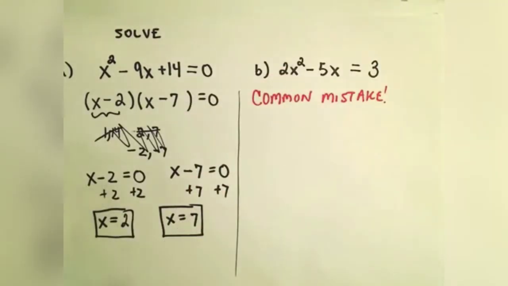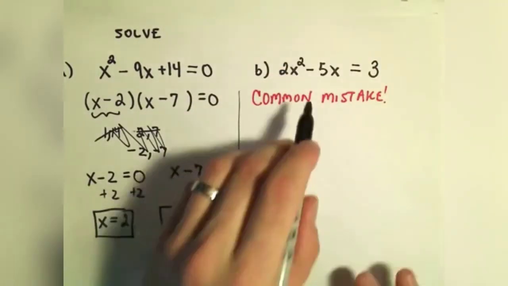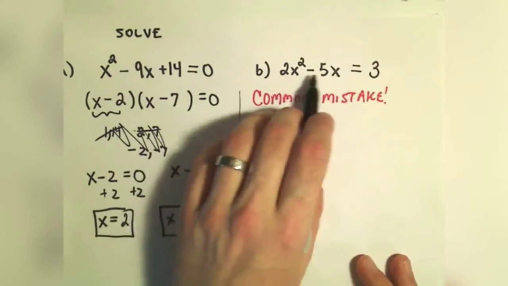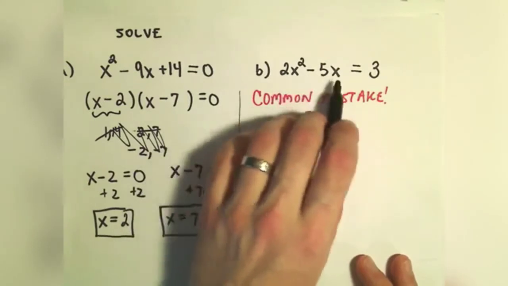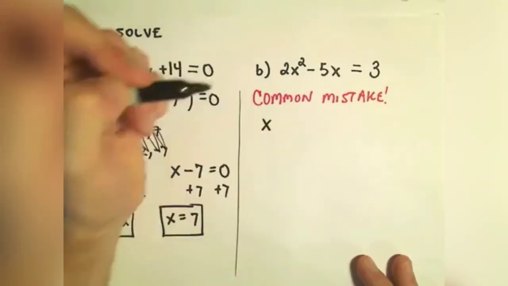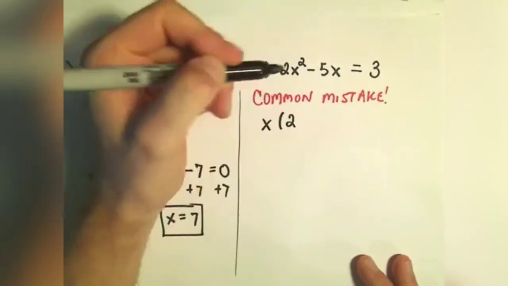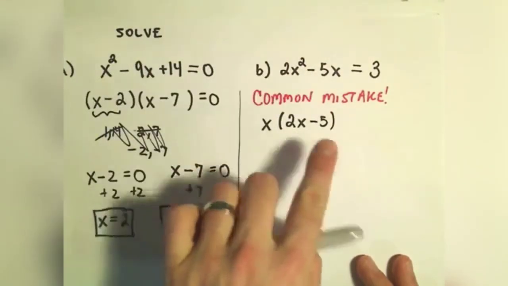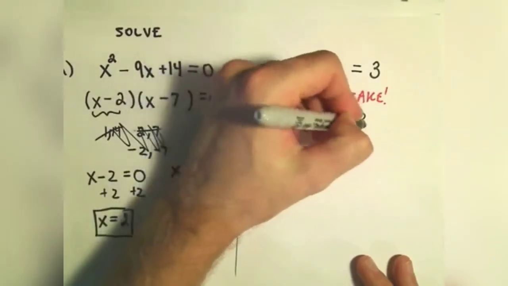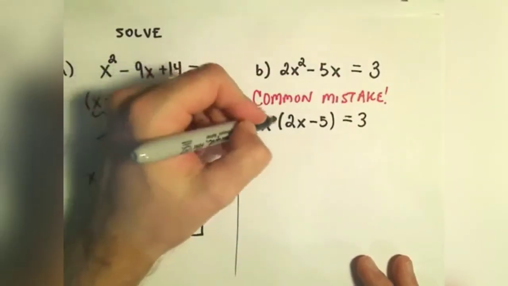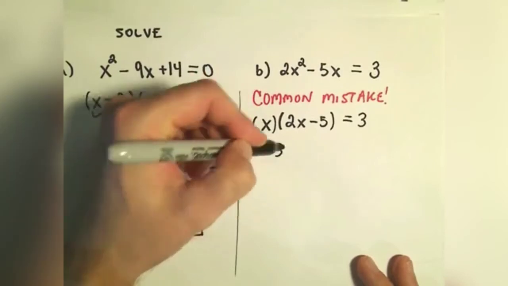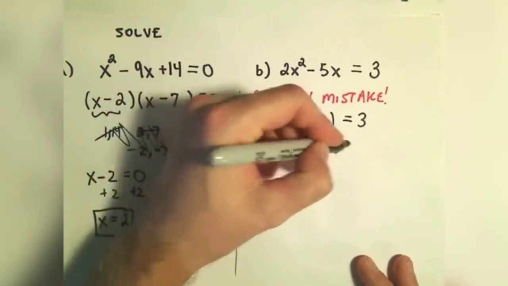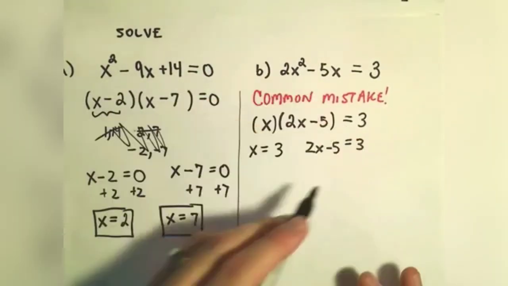A common mistake is people will just go ahead and start factoring, and they'll say, hey, there's an x present in both of these terms, so let's factor the x out. And then we have, I guess it would be 2x minus 5. If you distribute that, you'll get 2x squared minus 5x equals 3. And then they'll take each little part and say, well, either x has to equal 3 or 2x minus 5 has to equal 3.